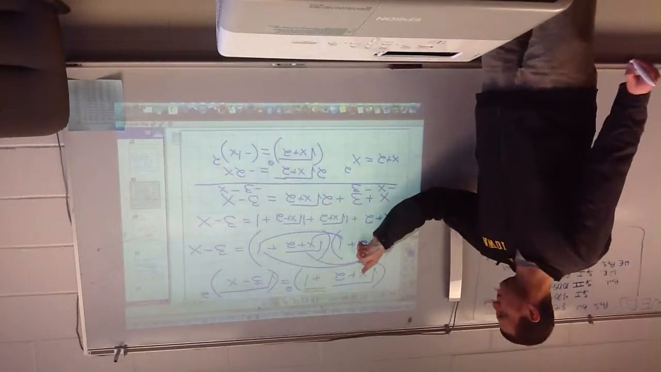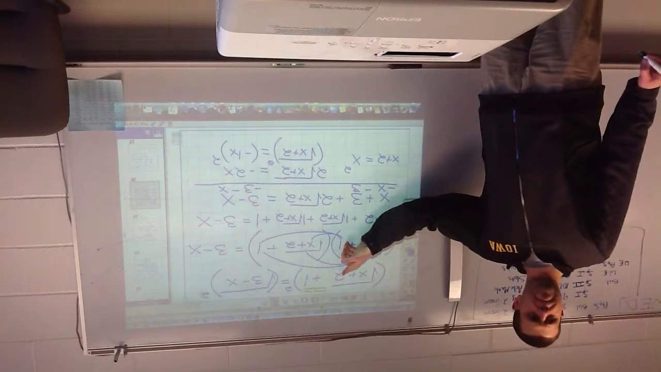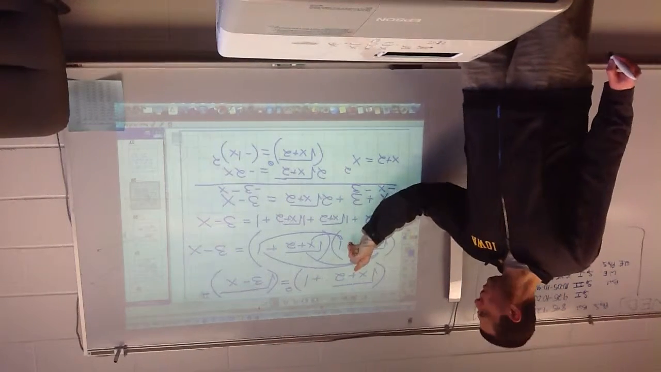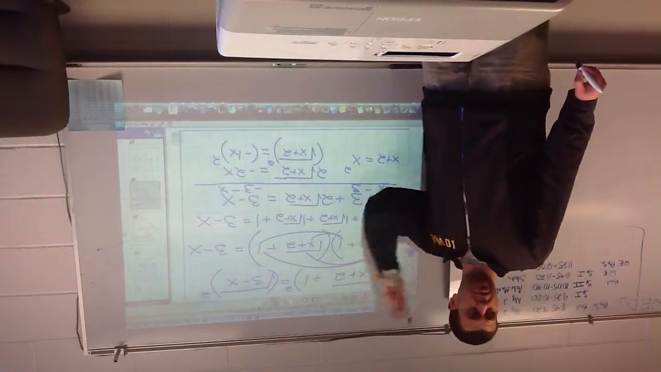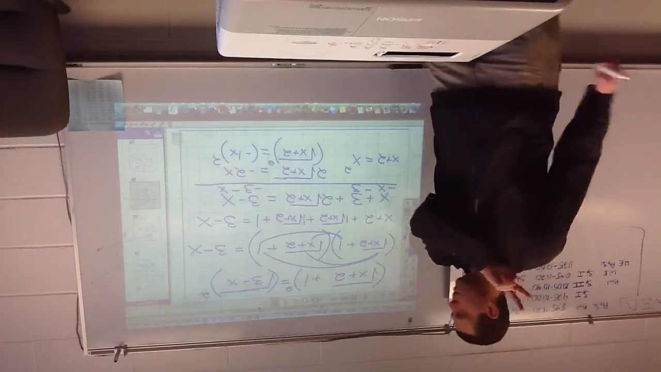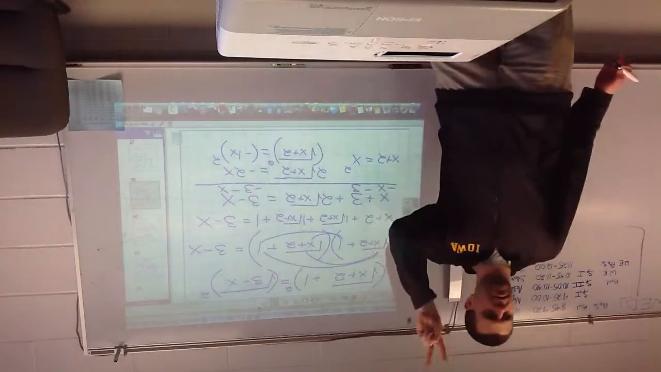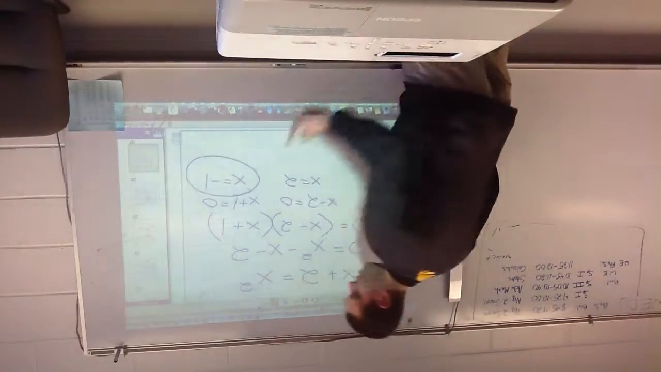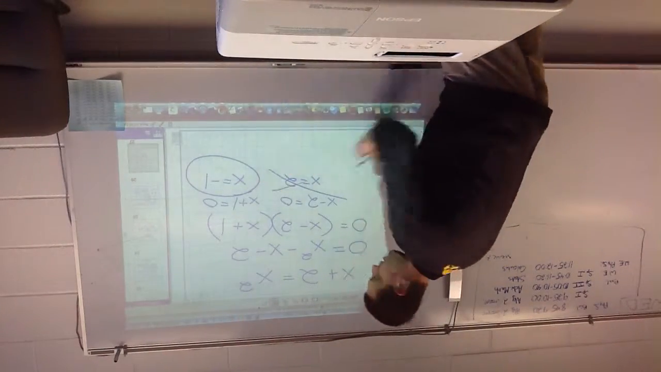Okay. Let's try our negative 1. Negative 1 plus 2 is 1. Square root of 1 is 1. Plus 1, 2. 3 minus negative 1 is 4. Square root of 4 is 2. So that one worked, and the other one didn't.